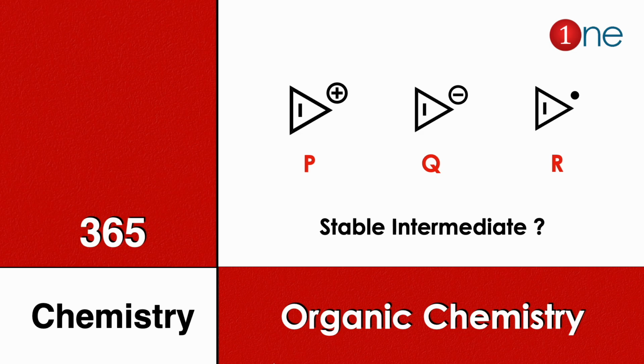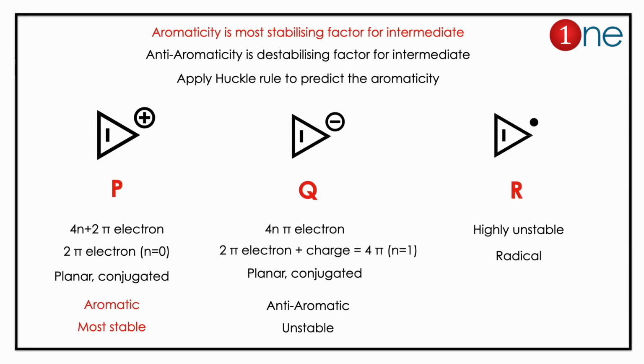Organic chemistry questions for you. Here you have three different intermediates, cation, anion and radical, all in cyclopropene. You should find which one is more stable. Here the charges are there. Definitely you should consider aromaticity for the stability.